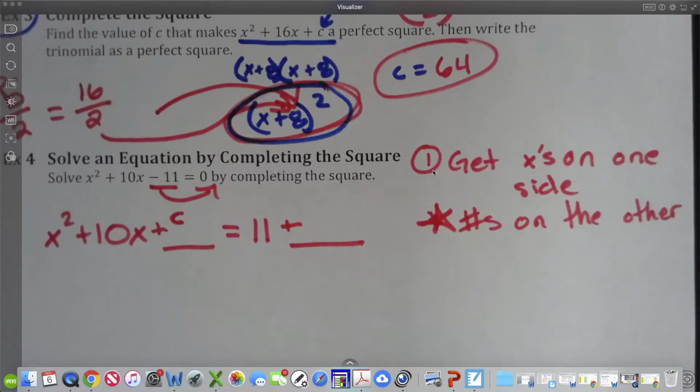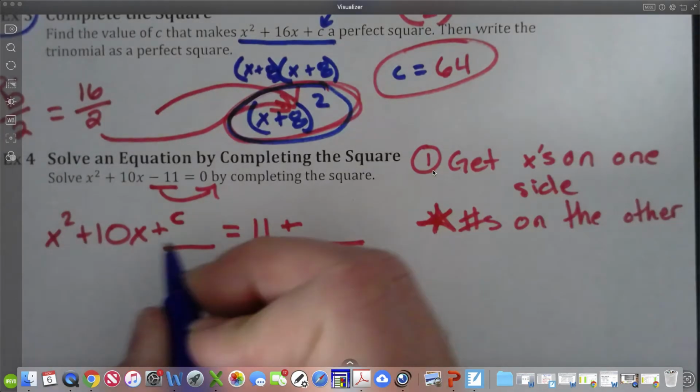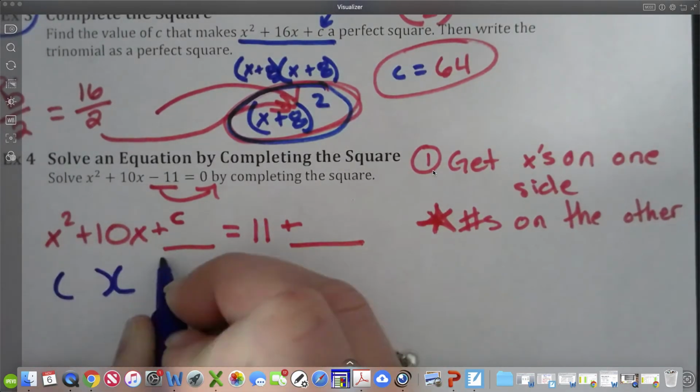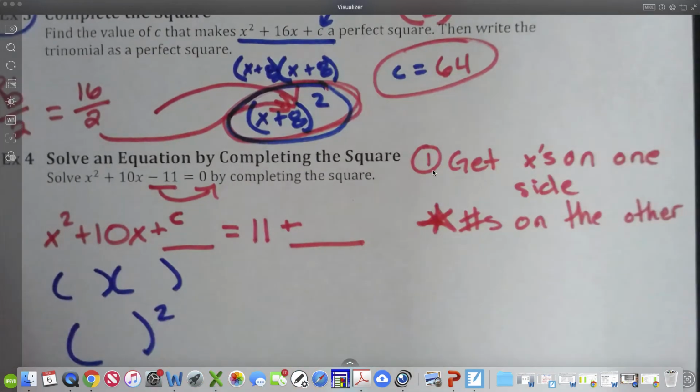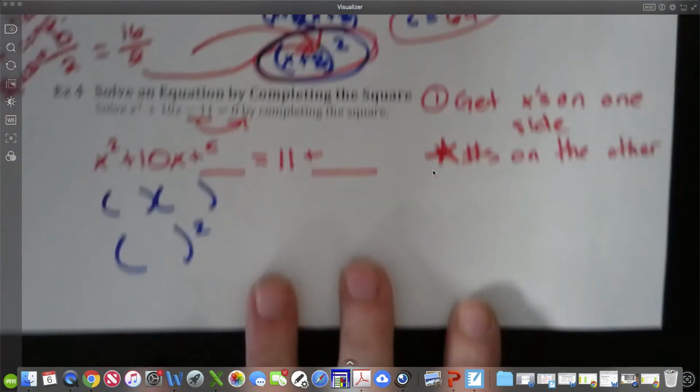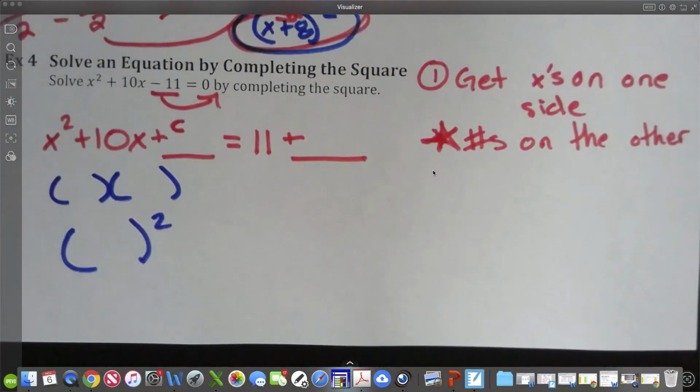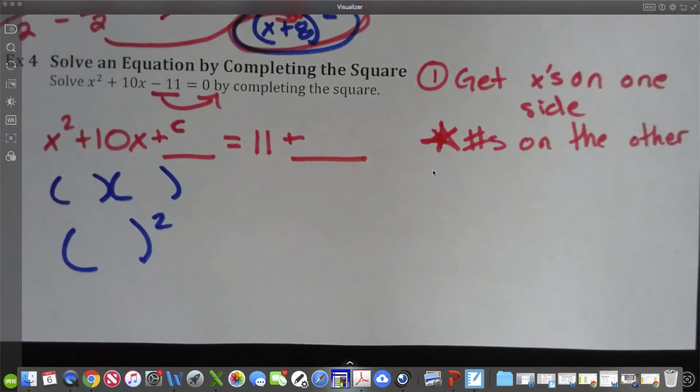So just like what we did up here, x squared plus 16x plus c, we have to figure out what c has to be, right? So I want to be able to write x squared plus 10x plus whatever this number is, like this, and eventually like that. Okay? So I need a number that when I multiply it by itself gives me this, but when I add it to itself gives me 10.